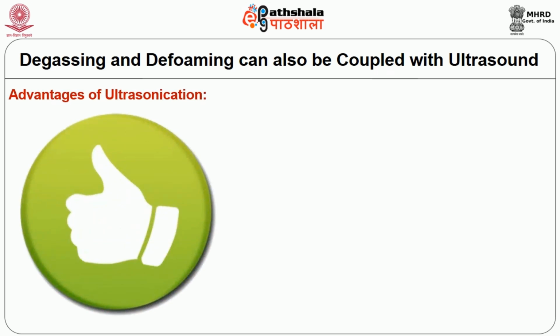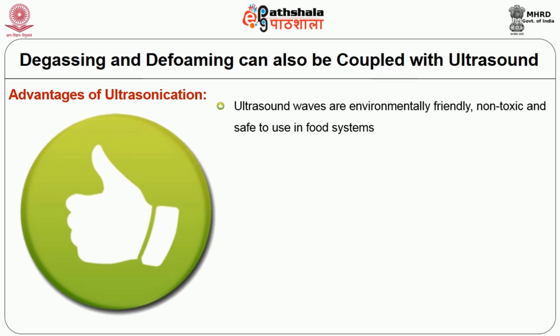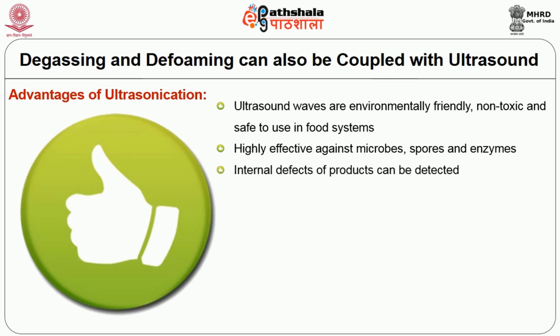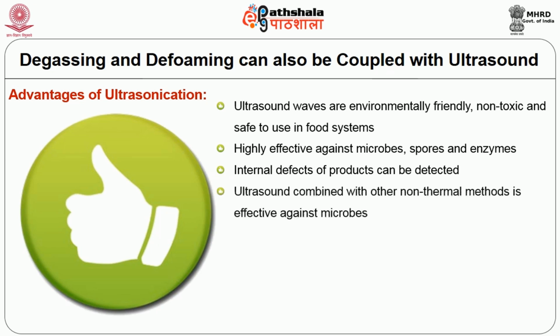About the advantages of ultrasonication, ultrasonication offers numerous advantages in the food industries, some of which are: ultrasound waves are environmental friendly, non-toxic and safe to use in food systems. It is highly effective against microbes, spores and enzymes. Internal defects of products can also be detected using ultrasound. Ultrasound combined with other non-thermal methods is effective against microbes. And this process requires low running cost and it is simple to operate with effective power output.